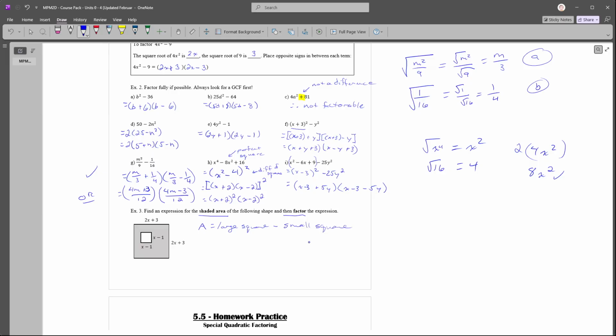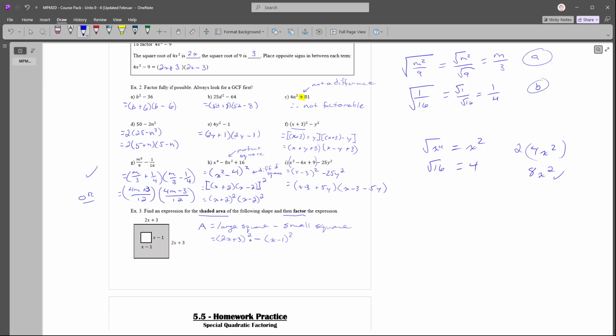So since we know that, let's put this to the test. The area of any square is the side squared. So that means it's going to be 2x plus 3 squared minus the internal area, which is x minus 1 squared. So there's our expression. Now we need to factor it.